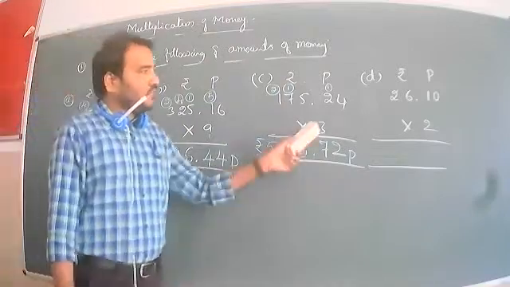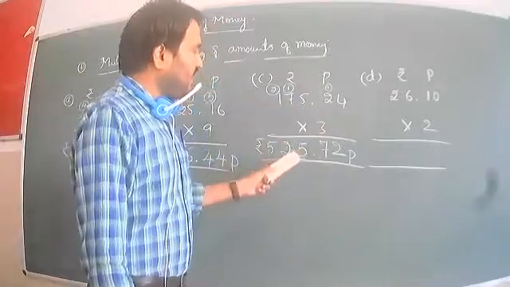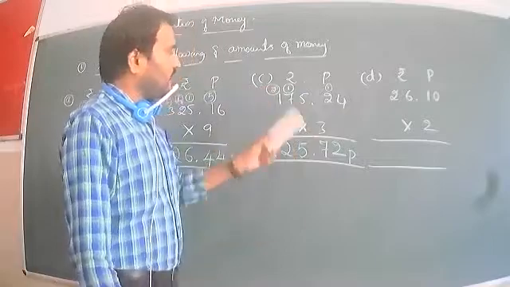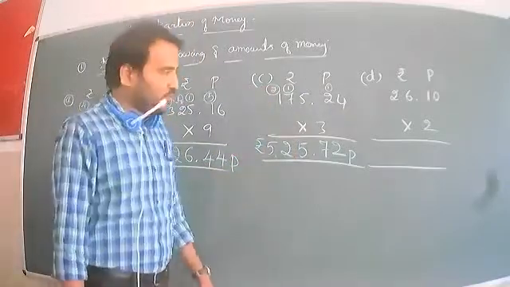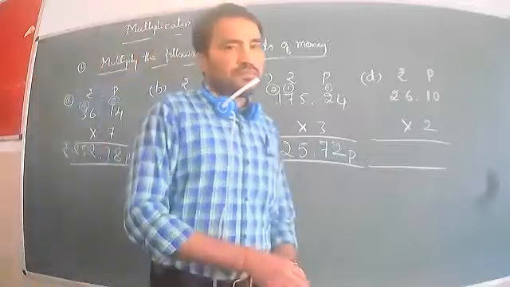Once again I will check. 3 fours are 12, 1 carry. 3 twos are 6, 6 plus 1 is 7. 3 fives are 15, 1 carry. 3 sevens are 21, 21 plus 1 is 22, 2 carry. 3 ones are 3, 3 plus 2 is 5. 525 rupees 72 paisa.